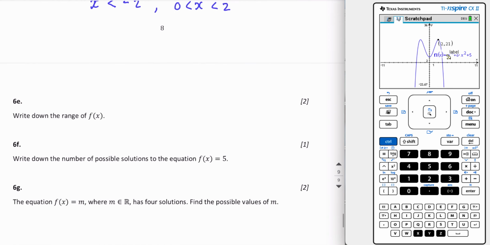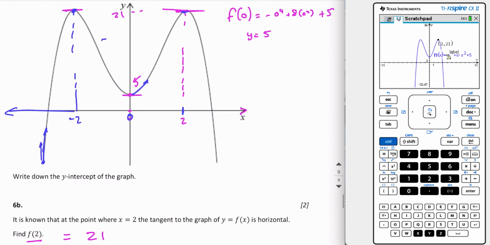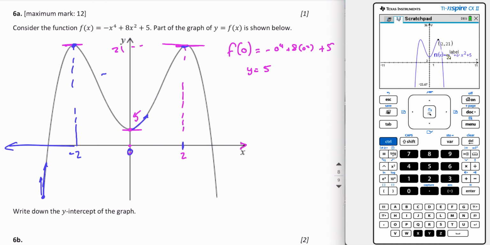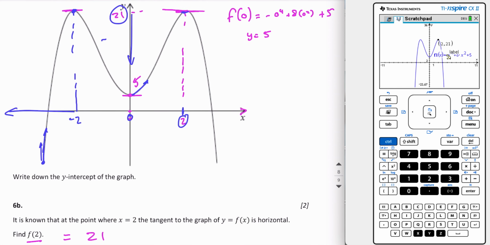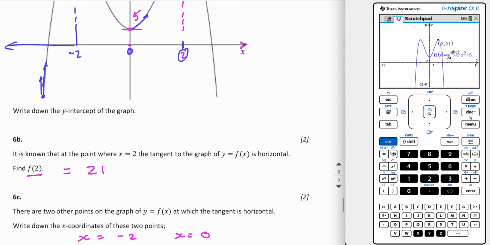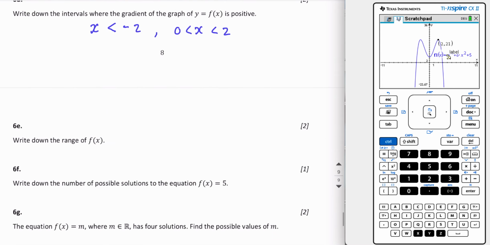Write down the range of f of x. Well, the range is the values of the graph. Now, we found the maximum. We know that the input of 2 gives us an output of 21. And we can see any number below 21 gives us a part of the graph. So the range is the set of values for y such that y is less than or equal to 21. And if you really want to add that, y belongs to the real numbers.